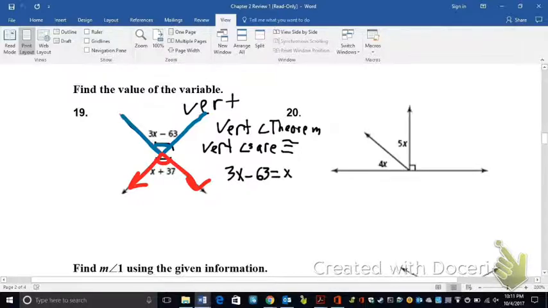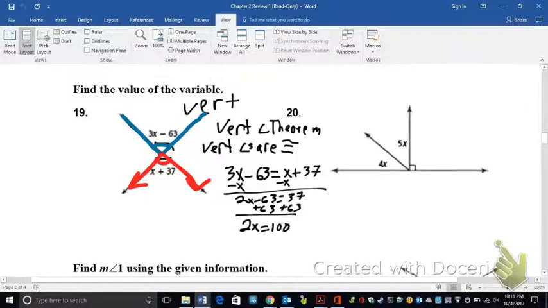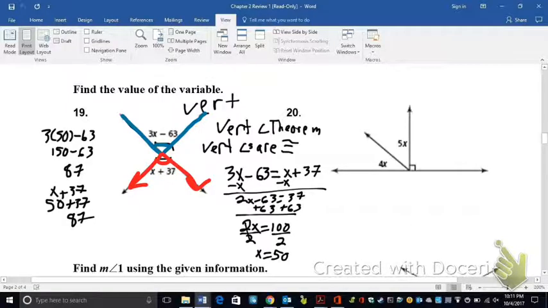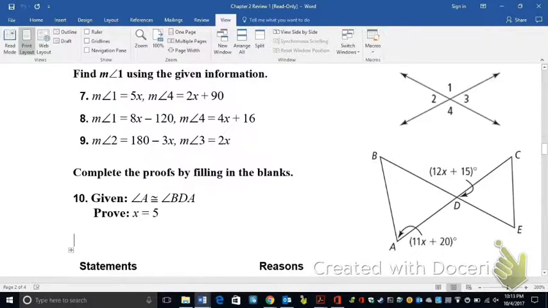So we're going to go 3x minus 63 equals x plus 37. Subtract x from both sides, and we get 2x minus 63 equals 37. Add 63, we get 2x equals 100, or x equals 50. Now, I apparently went ahead and figured out that that means the angles are 87, but since all we had to do is find the value of the variable, that was unnecessary. So, let's keep moving.